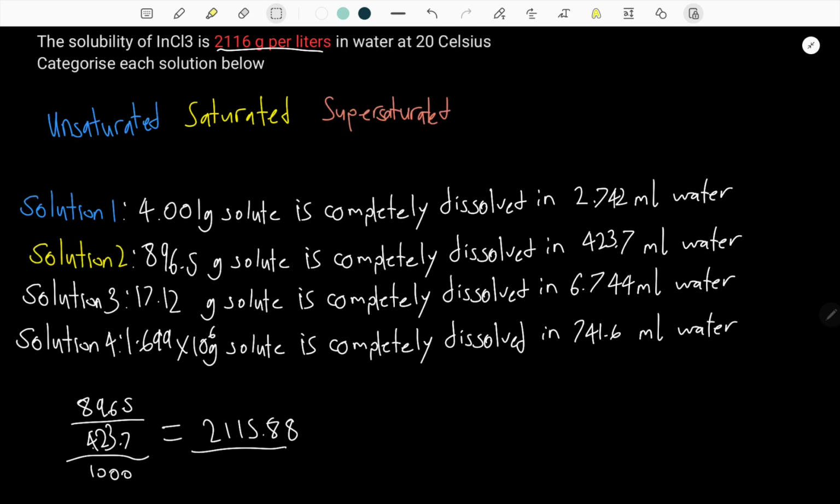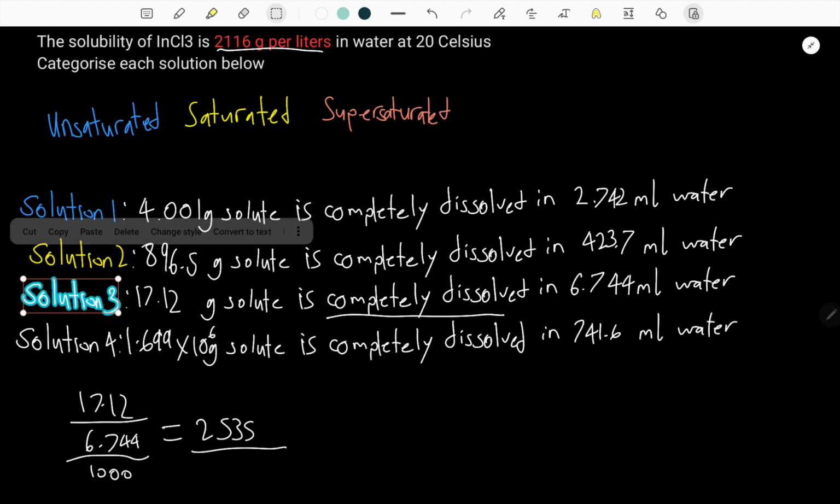So this has to be saturated. Let me just highlight this as saturated then. Now let's try the next solution, which is 17.12 grams completely dissolved in 6.744 ml. Use the formula again, same thing. We get the answer of 2535, which means that it's holding more and it's completely dissolved, which means there is no residue. So it has to be supersaturated.